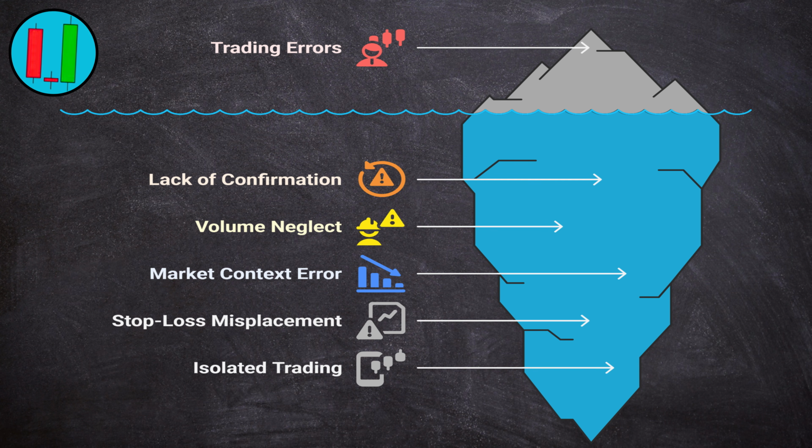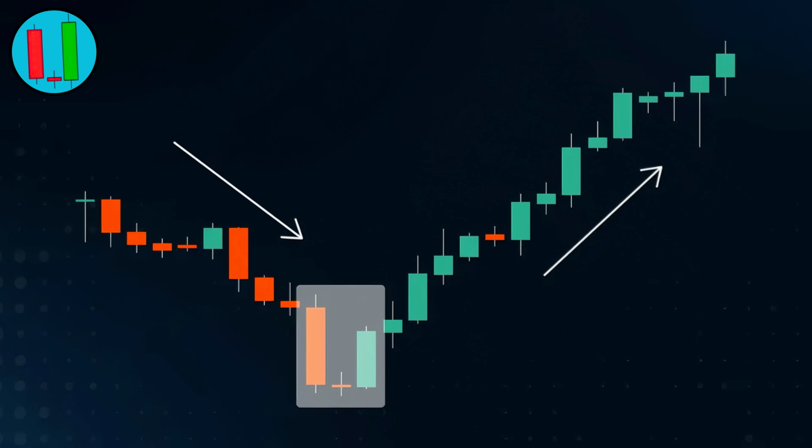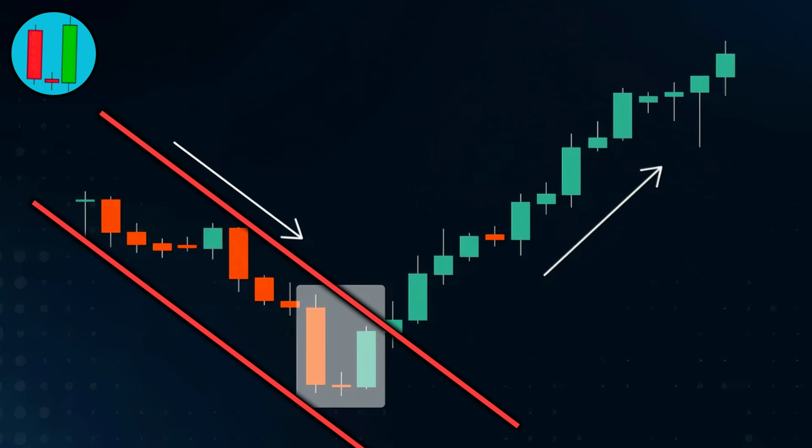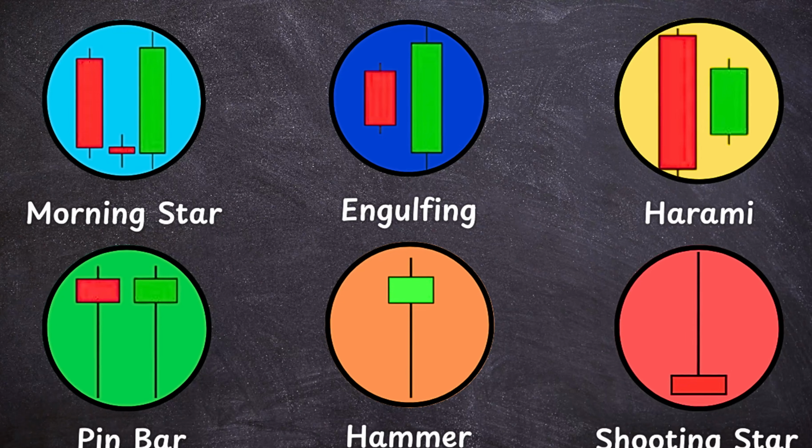Trading in isolation. Relying solely on the morning star without other technical indicators or market context analysis leads to false signals. The solution would be to only trade morning star patterns that check all your boxes. You want to wait for the third candle to close above the first candle's midpoint on rising volume. Make sure it shows up after a clear downtrend, not in choppy moves. Also, set your stop just below the lowest low of the second or third candle, and always back it up with at least one other indicator.